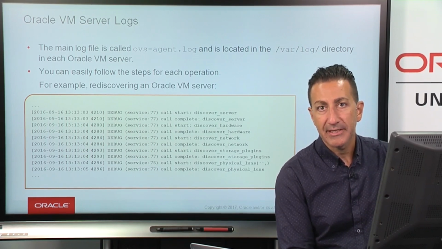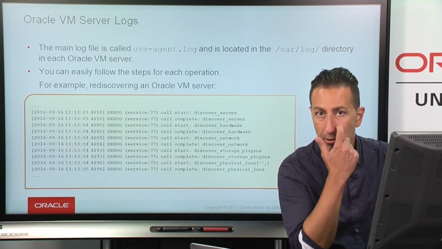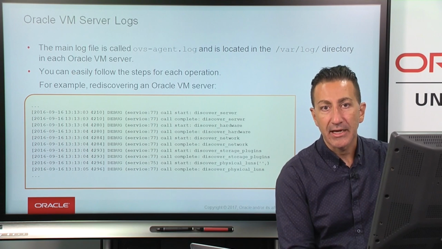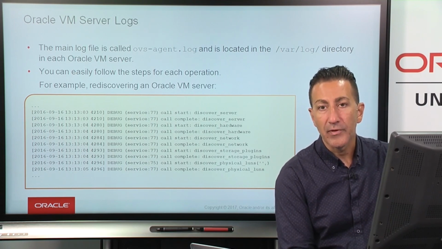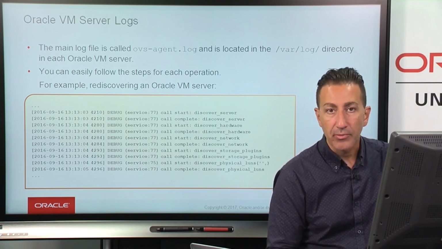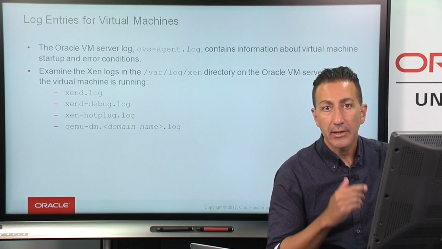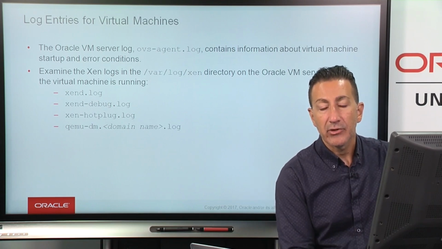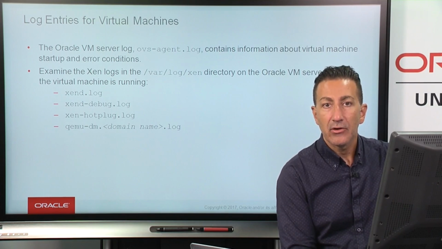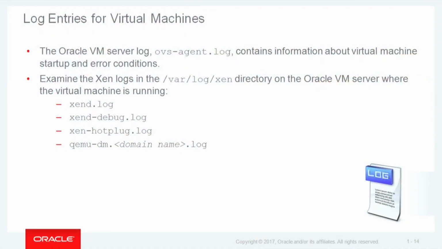The agent logs information about the status and the progress and the final execution, or for example, the failed execution of these tasks. So for example, you see rediscovering an Oracle VM server, the agent logs in this file all of these different steps related to discovering the network, discovering the hardware, processor model, and so on, discovering LANs, and so on. Well, the log entries for the virtual machines, because the Oracle VM server executes the VMs: the Oracle VM server log also contains information about the virtual machines that are started up, shut down, or error conditions that should appear.